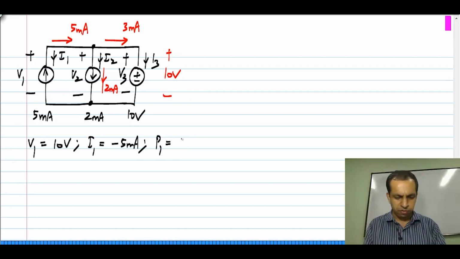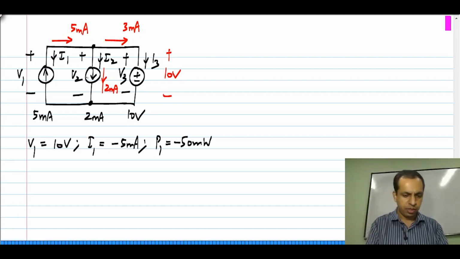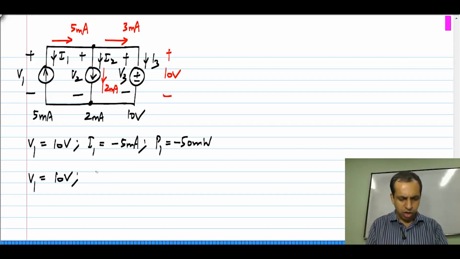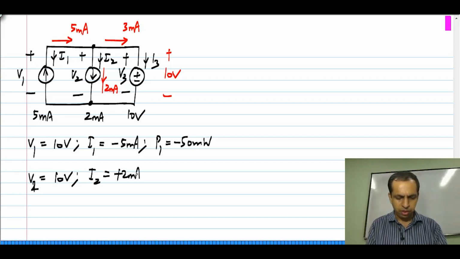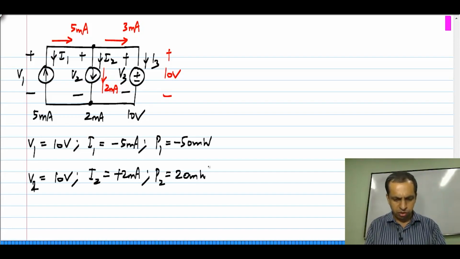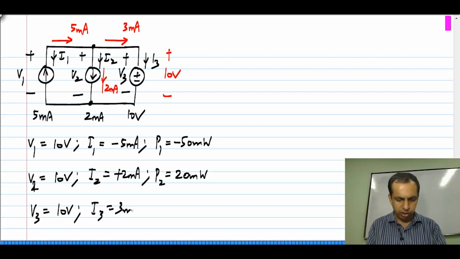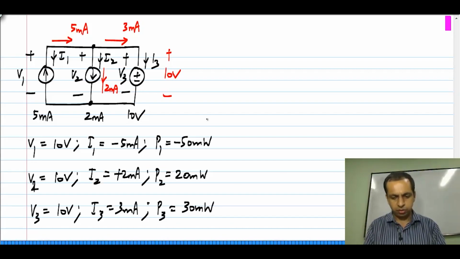So, the first current source, the 5 milliamp current source, is absorbing a power of minus 50 milliwatts, that is minus 5 milliamps times 10 volts. The second current source has also 10 volts across it, and V2 is 10 volts and I2 is plus 2 milliamps. That is clear from this direction, and P2 is absorbing a power of 20 milliwatts, and finally, the voltage source has a voltage V3 of 10 volts and a current I3 of 3 milliamps. So, it is absorbing 30 milliwatts.